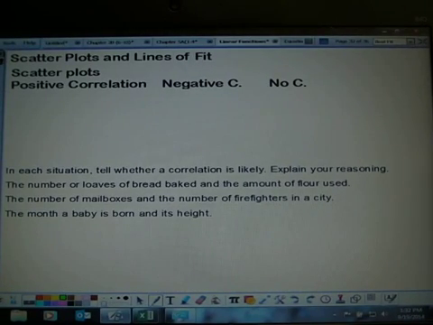Lesson today is on scatter plots and lines of best fit or lines of fit. We have three different types of scatter plots. We have a positive correlation, a negative correlation, and no correlation.